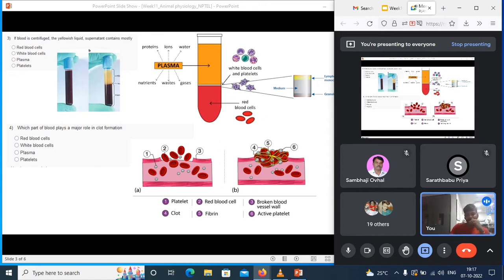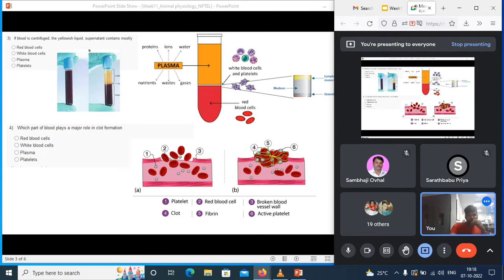So centrifugal force is just equivalent to your, what is the unit of centrifugal force? You will find it is in terms of G. In your classes you might have seen centrifuge at 12,000 G, centrifuge at 13,000 G, 5,000 G. That simply means 5,000 times the gravitational force. So centrifugation is understood in terms of gravitational force.